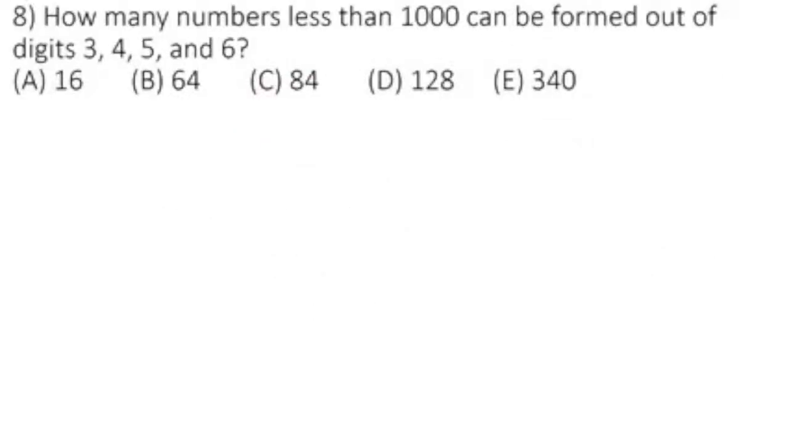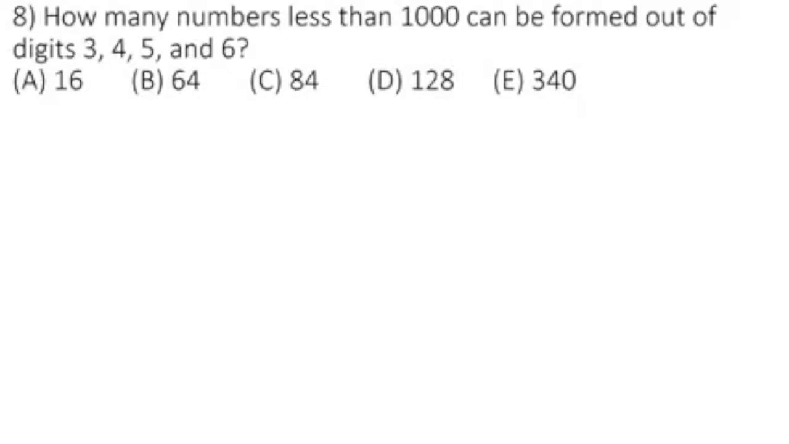How many numbers less than 1000 can be formed out of the digits 3, 4, 5 and 6? The options are given here: 16, 64, 84, 128, 340. So from the numbers less than 1000, I need to select numbers less than 1000.